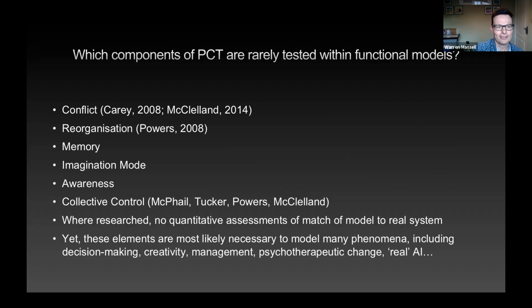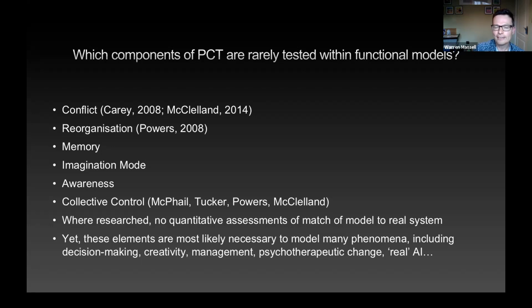What I've also noticed, and this is evident also in Rick's new book, is that there's much less model building that's been done of a lot of the other components of PCT. And there are a few exceptions. Conflict: there's a few tests and demonstrations of conflict in Bill Powers' book, a paper by Tim, and some elegant work by Kent. There's some demonstrations of reorganisation. There's very little out there looking at memory, looking at imagination, how PCT explains that mode, and modelling awareness. There are some models of collective control, and we talked about that arcs and rings one.